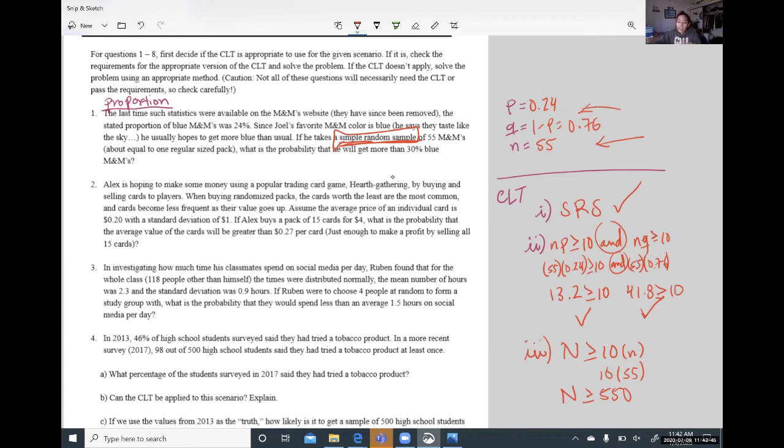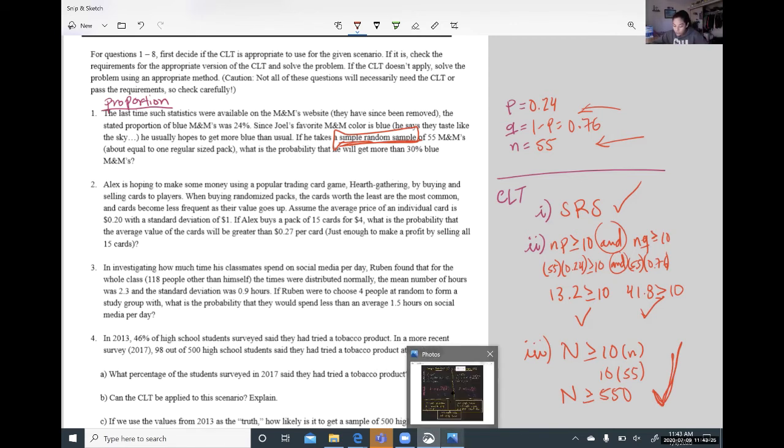Now, this one they don't tell you in the problem. You kind of have to think about it a little bit. So what's our population size here? We're looking at M&Ms, right? So we're talking about M&Ms in a packet. Do you guys think there's more than 550 M&M packets in the world? Yes, obviously. So because we know that, this one is also satisfied. So we already satisfied all three requirements. Now we can move on to the results.